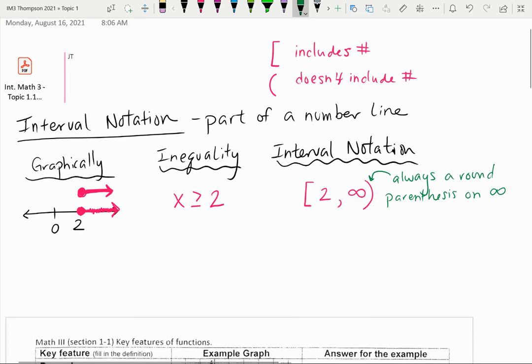Anytime we're using the infinity symbol, it's always a round parenthesis. Because this number is approaching infinity, I can never actually reach infinity, so I can't include infinity. Infinity is not a number, it's a concept. There are different sizes of infinity, which we will talk about at some point during the year. So this bracket here means that I include the 2.